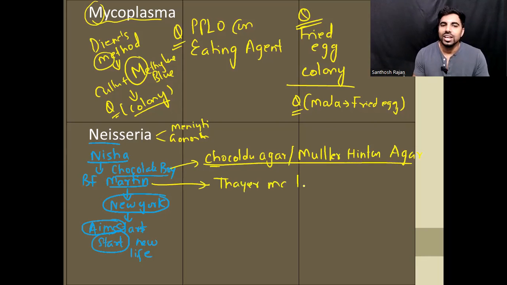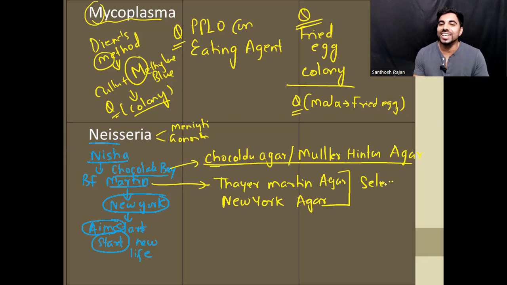Thayer-Martin agar or modified New York agar. These are the selective media for Neisseria. Thayer-Martin, modified New York agar. The question was repeated many times.